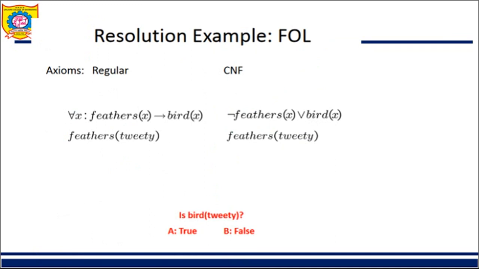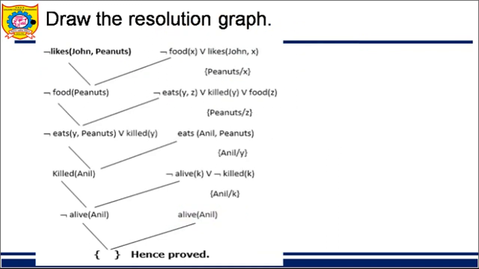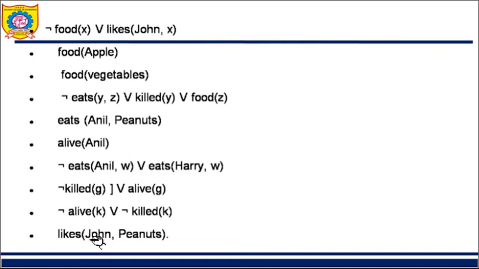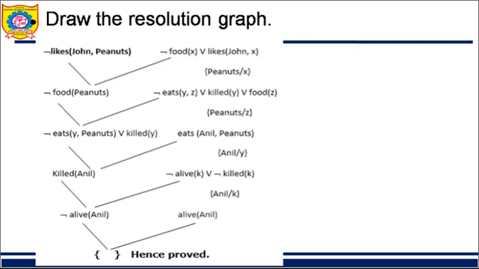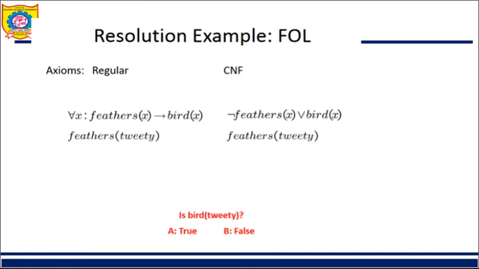Resolution. So my conclusion is what I expected. What was my conclusion that I expected? I expected that it got proved. I had expected that John liked peanuts. So John is liking peanuts. This is what I got as true. So I can say that negation of conclusion is proved as a complete contradiction with the given set of statements.